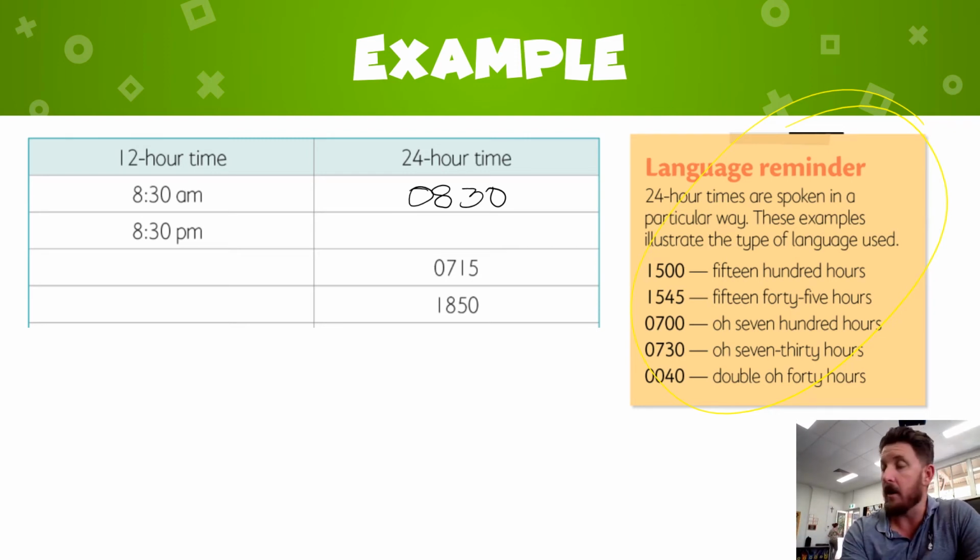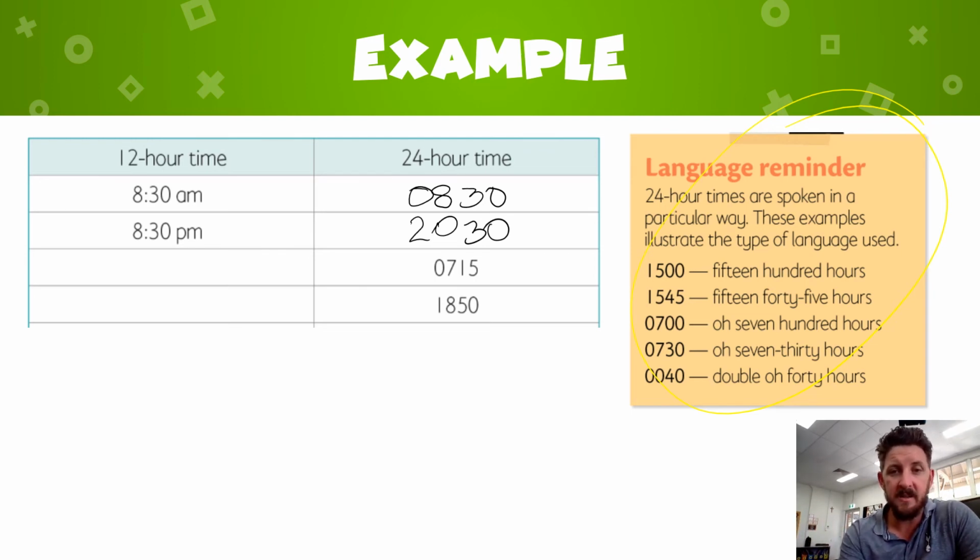Now, when it's PM, though, we know that with PM we have to add 12 hours. So if I add 12 hours to 8 hours, that would make 20 hours. And I need to keep my minutes exactly the same, so my 30 minutes. Now, to say that time, it would be 2000 hours and 30 minutes.